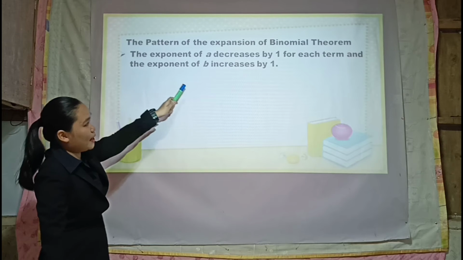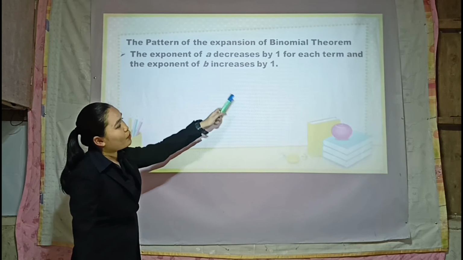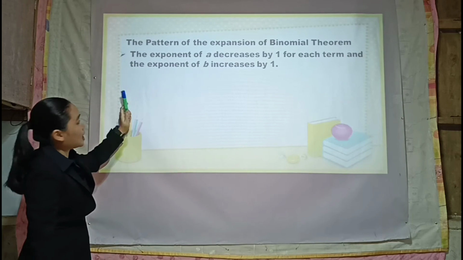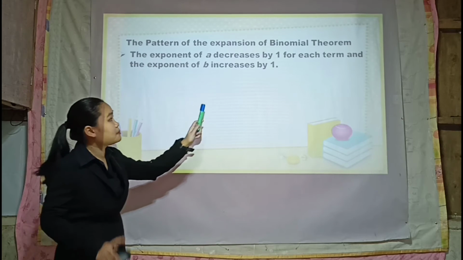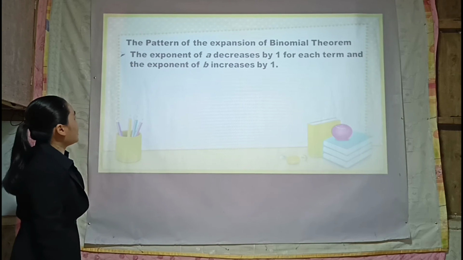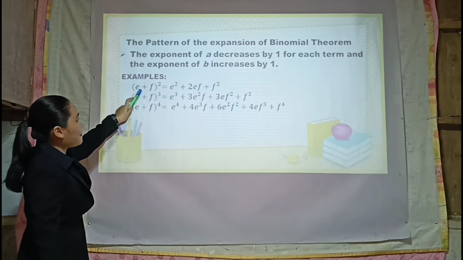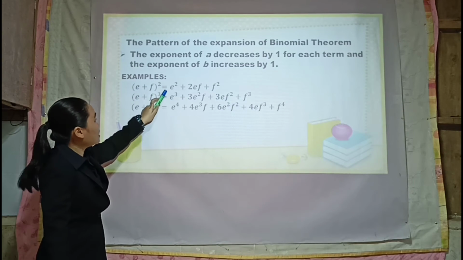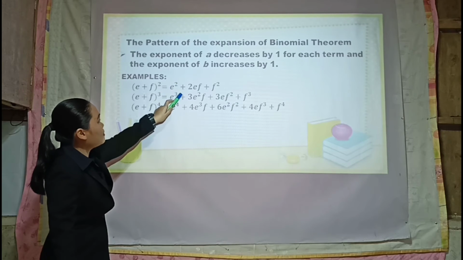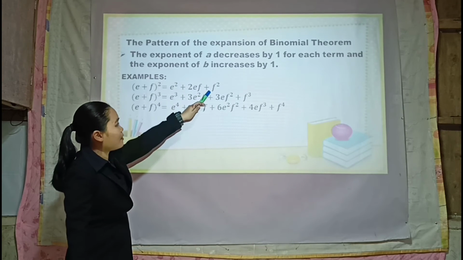The exponent of a decreases by 1 for each term, and the exponent of b increases by 1. So let's have an example. Examples, we have e plus f squared equals e squared plus 2ef plus f squared.